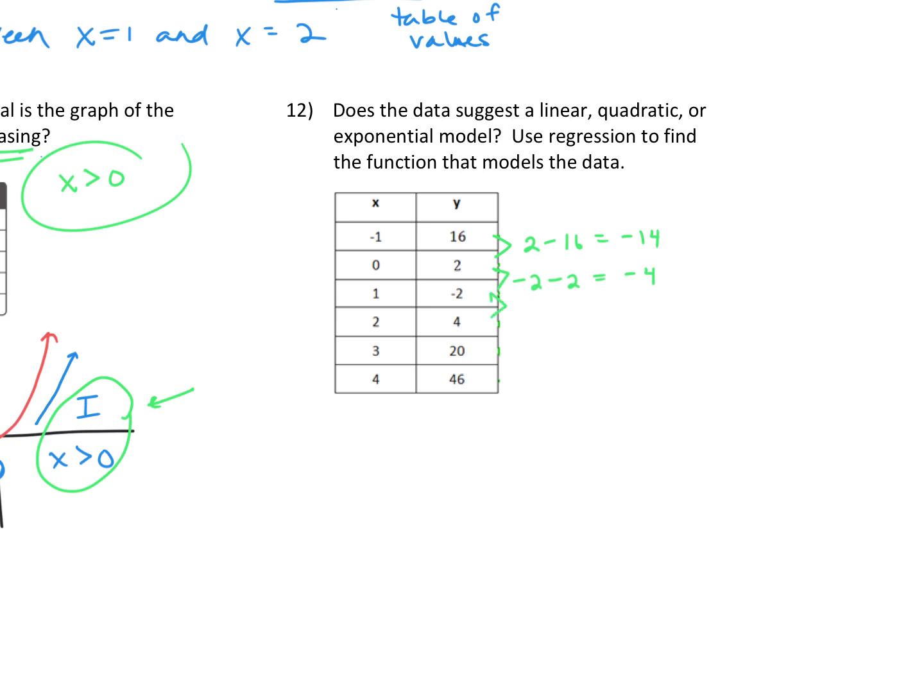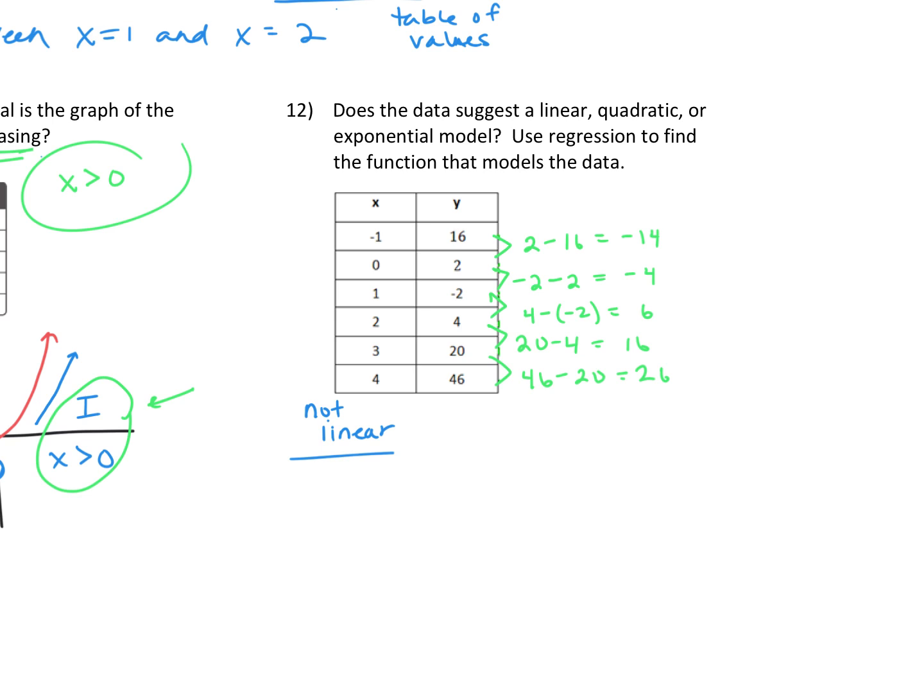Then we're going to subtract these. 4 minus negative 2. Now when we subtract a negative, it turns to a positive 6. 20 minus 4 is 16. And then 46 minus 20 is 26. So those are the first differences. Do you notice how those numbers are all different? That's our check for linear. We just determined that it's not linear.